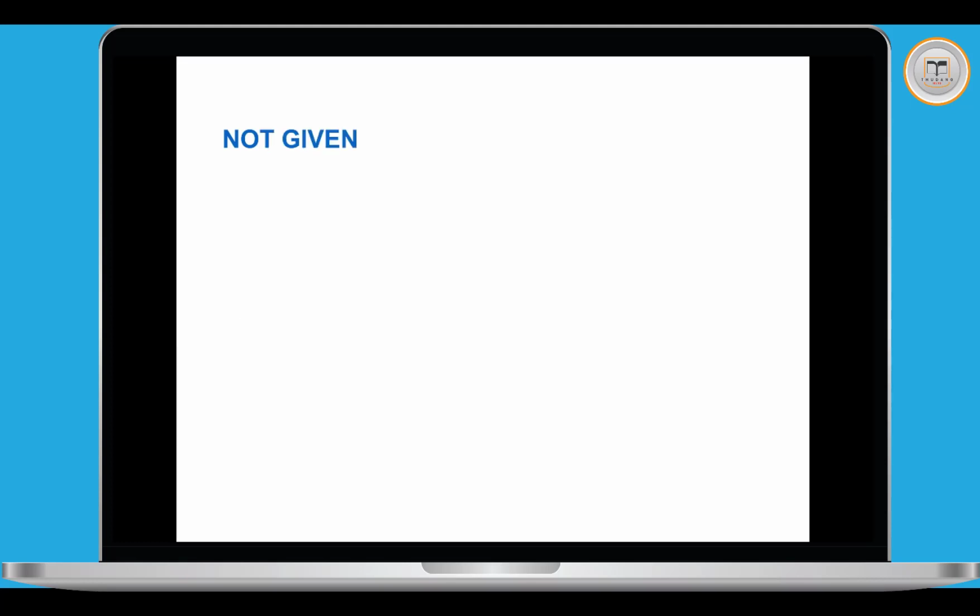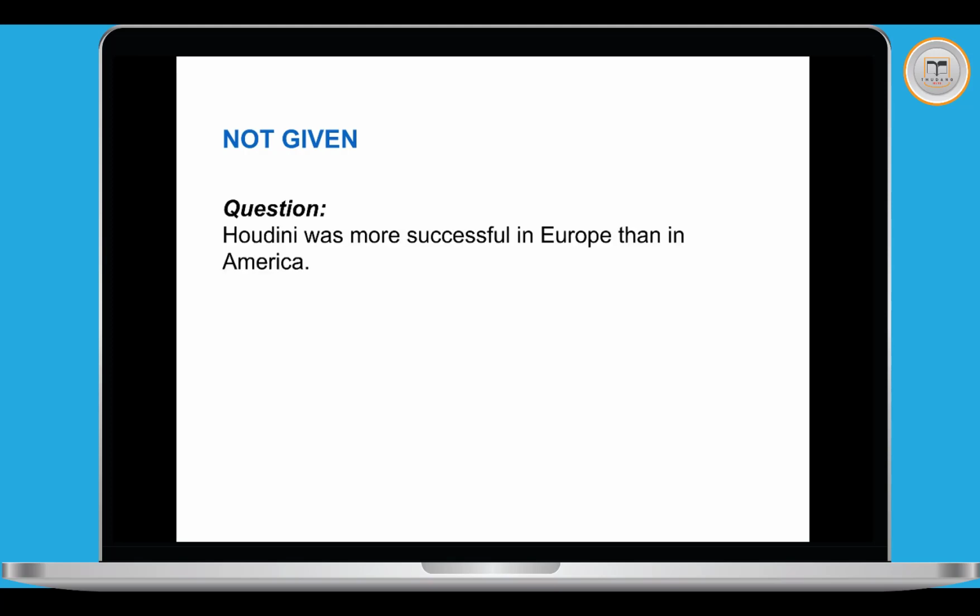Finally, let's look at a not given example. Here's the question. Houdini was more successful in Europe than in America. What are we searching for? First we've got a name, Houdini. Then more successful, Europe than America. Notice we've got a comparison there: more successful in Europe than in America. But the strongest keyword to search for, of course, is the name Houdini.